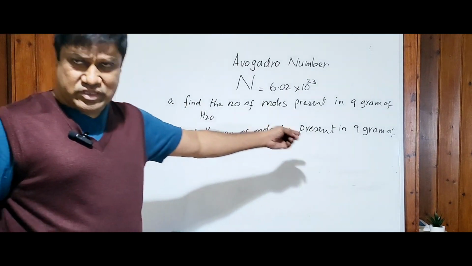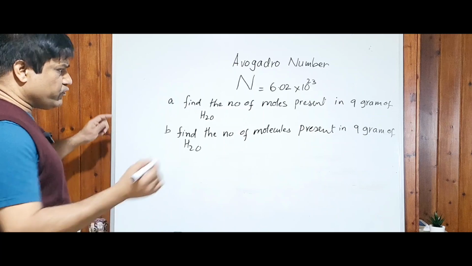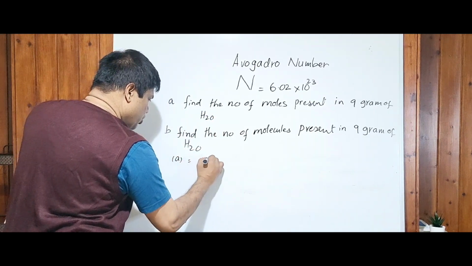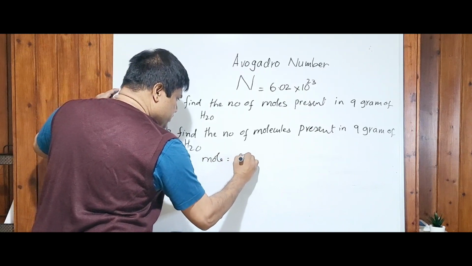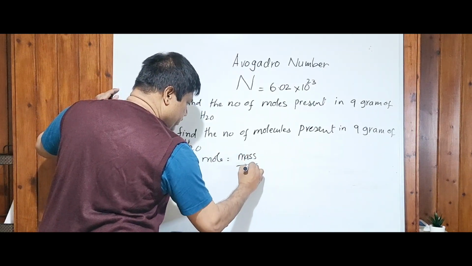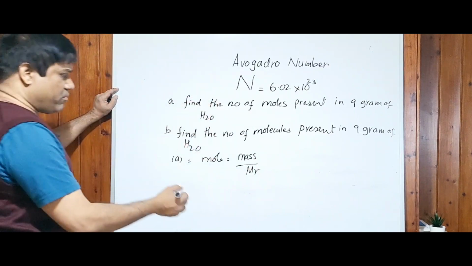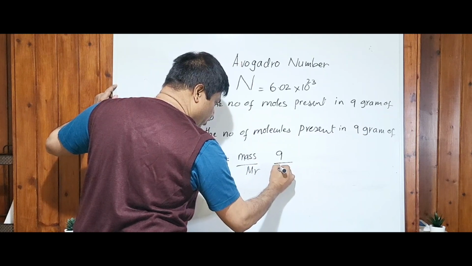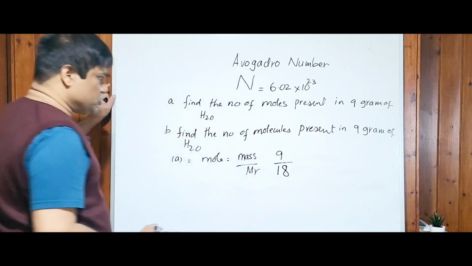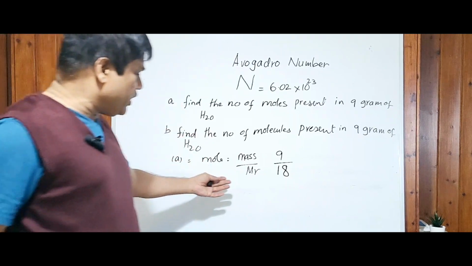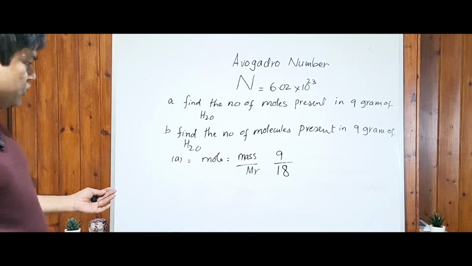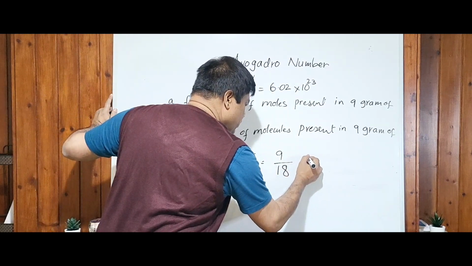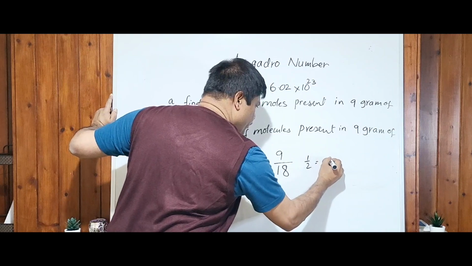So the first one is easy. For A, which formula do we have to use to work out the mole? Mole equals mass over its MR. What's the mass given? 9 gram. Okay. And MR of water molecule is 18. I showed you how to work out the MR of each compound in my previous video. Just follow my previous videos, which is nothing but 9 over 18, 0.5 moles.